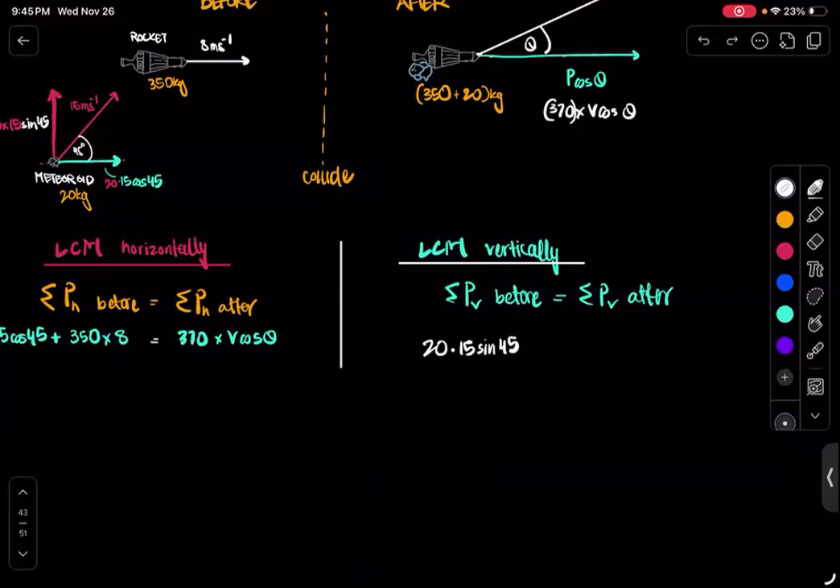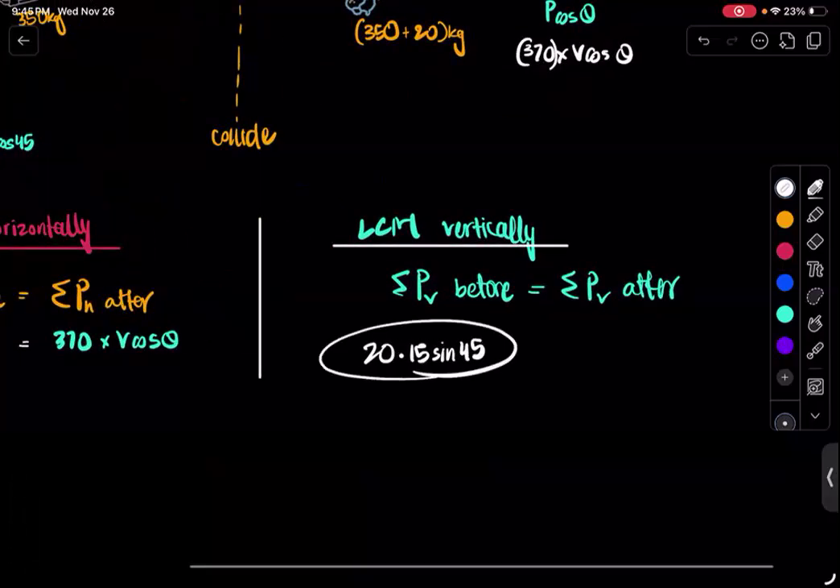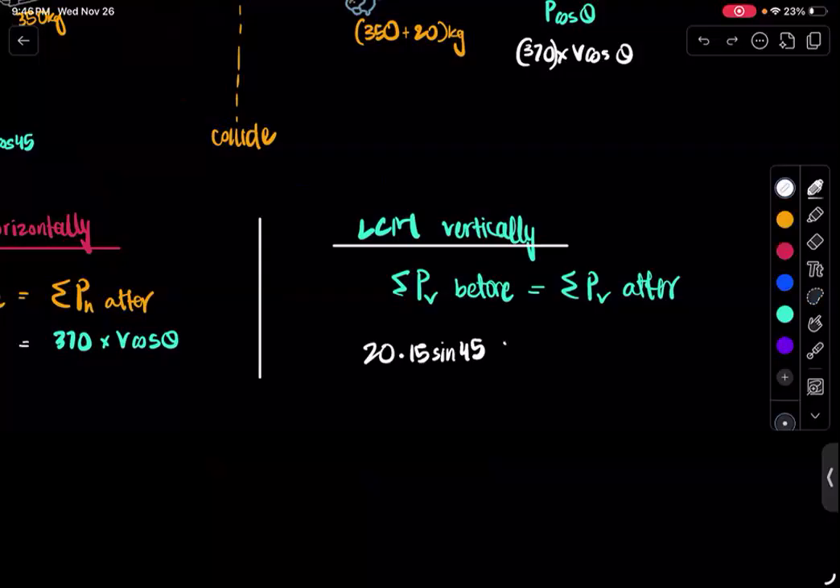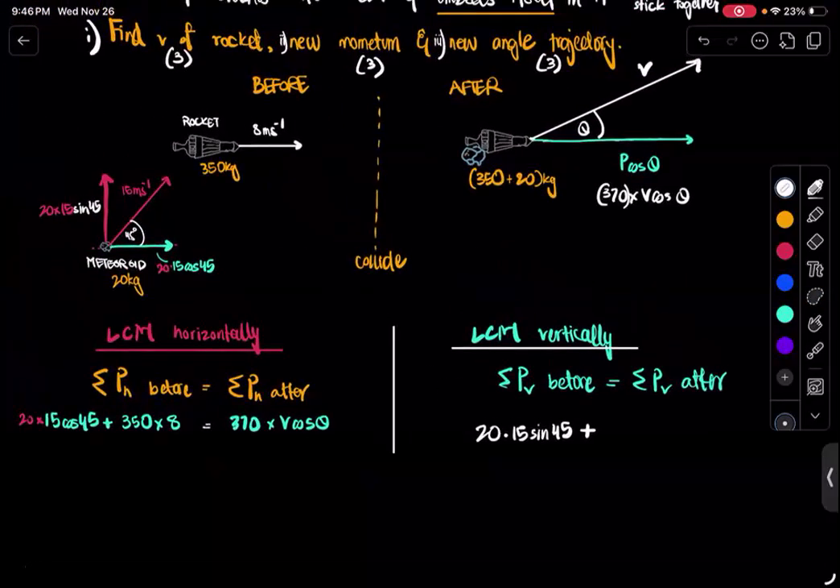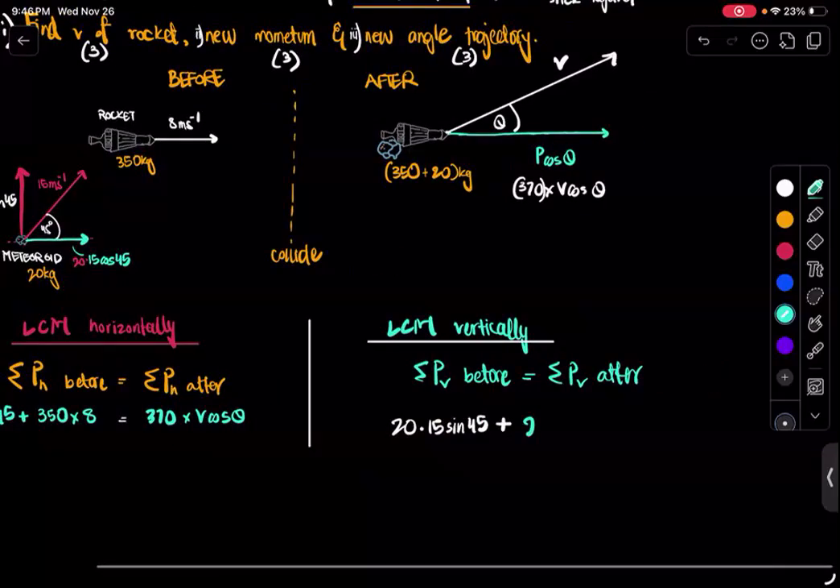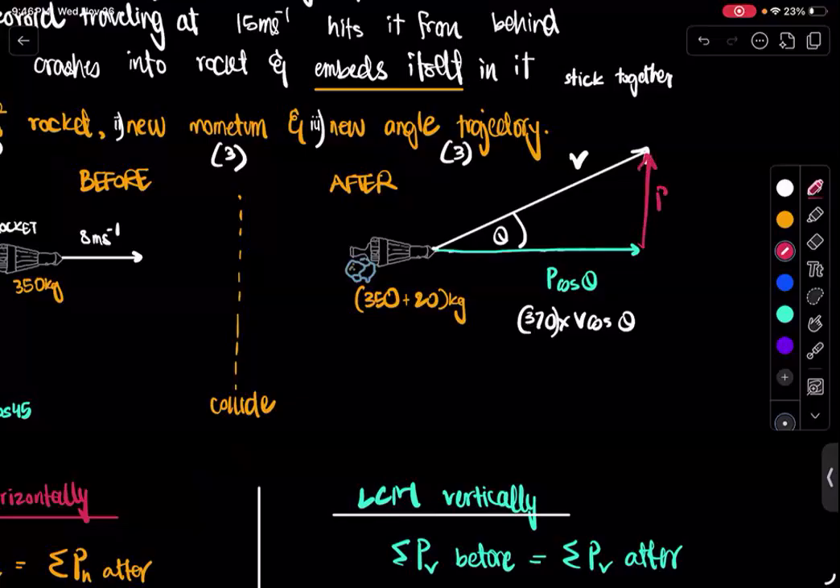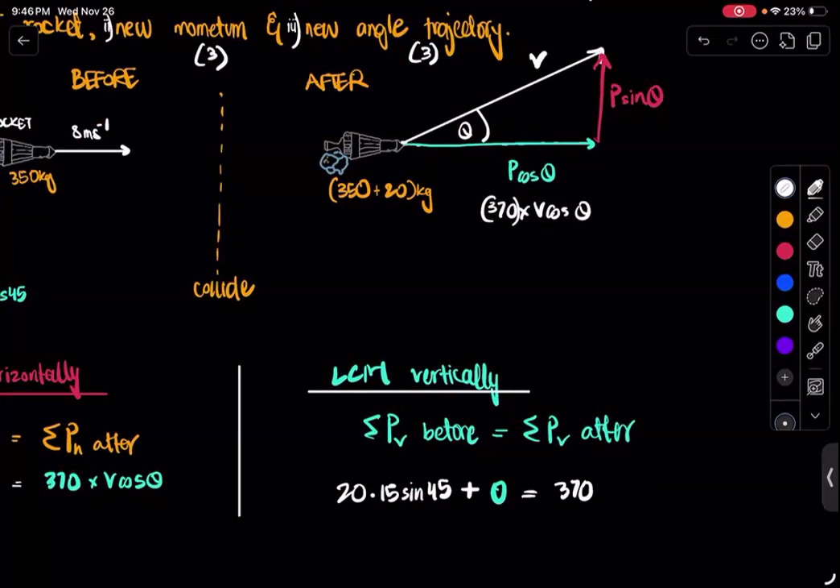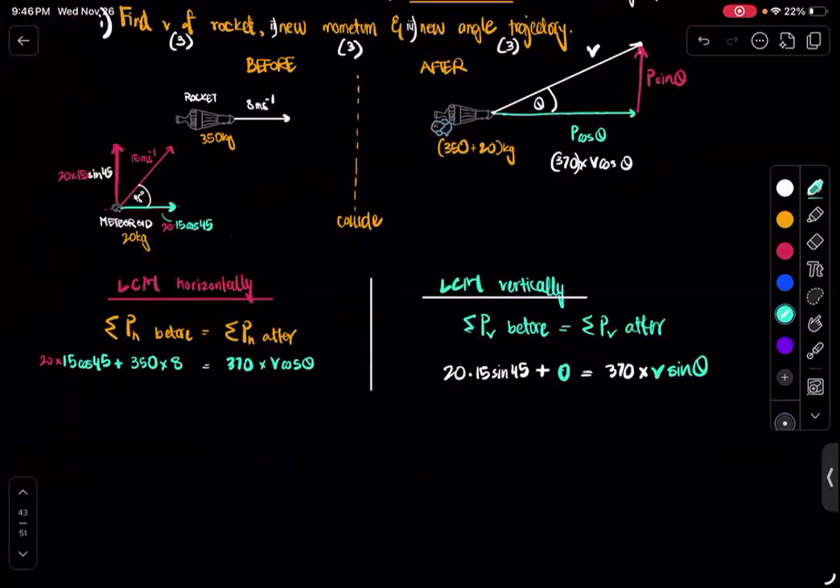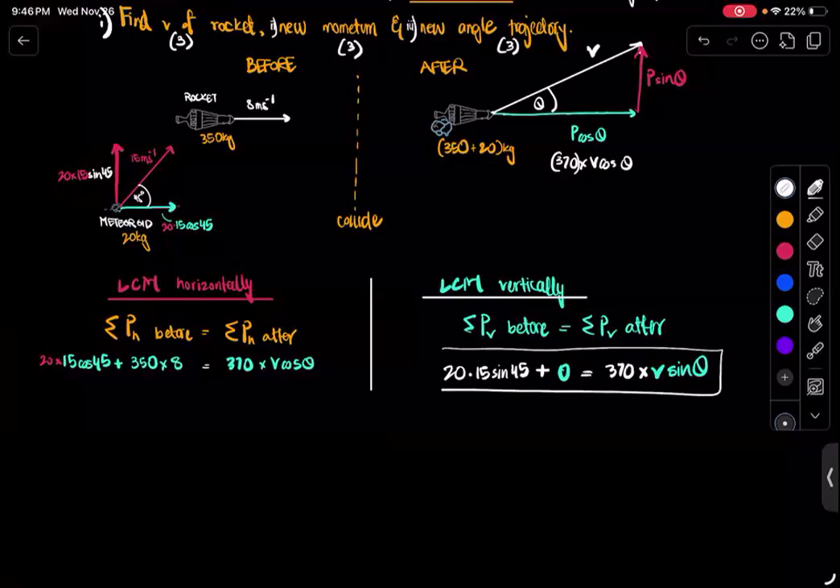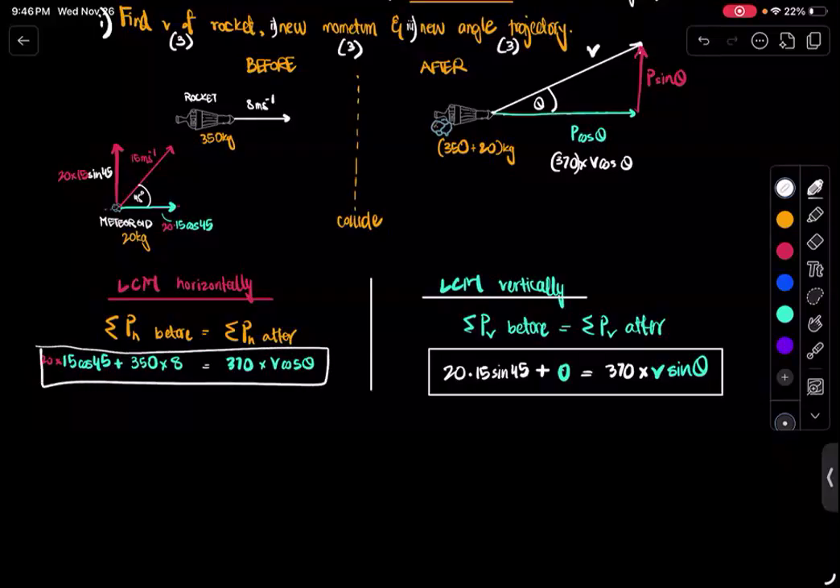So the law of conservation of momentum: this was the vertical momentum of the rock, plus, did the rocket have any vertical momentum? No, it was only moving to the right. So 0. What is the vertical momentum after? Now, they're going to have some vertical momentum. It's going to be P sine theta, right? And what's the momentum? That's 370 into V sine theta. Now I've written down two expressions, right? This is the conservation of vertical momentum, and this is the conservation of horizontal momentum.